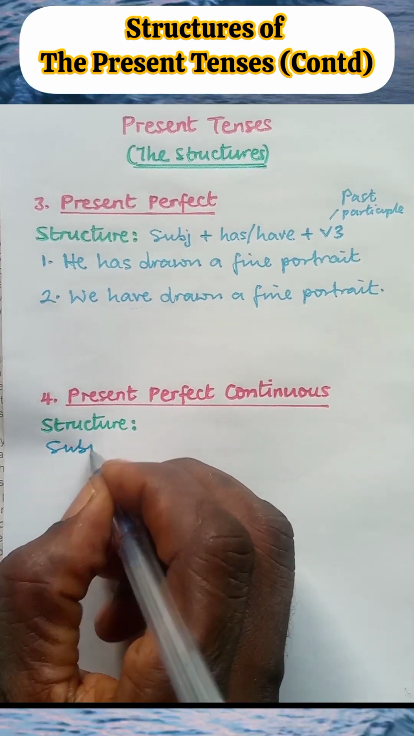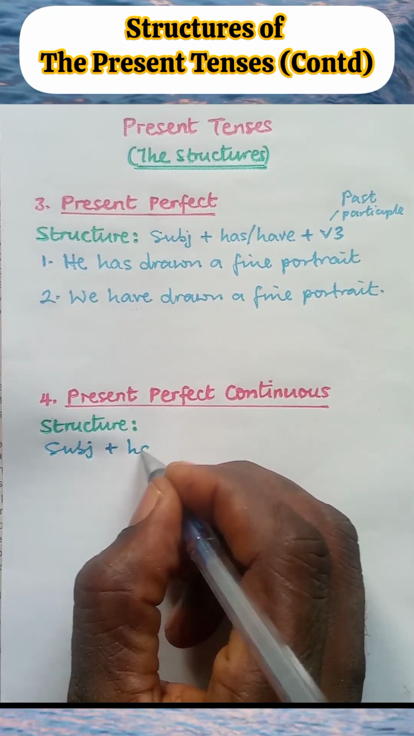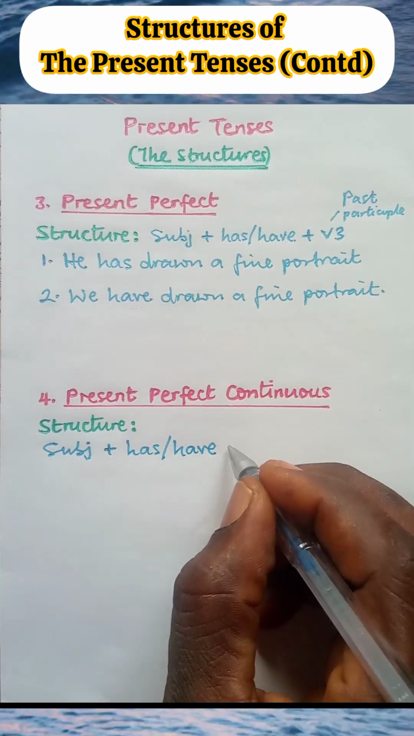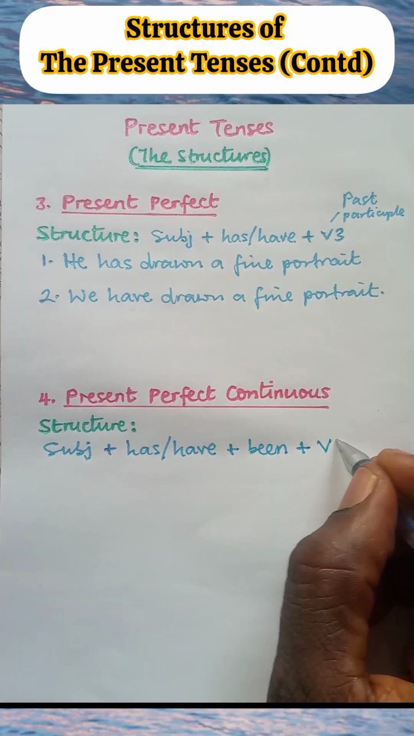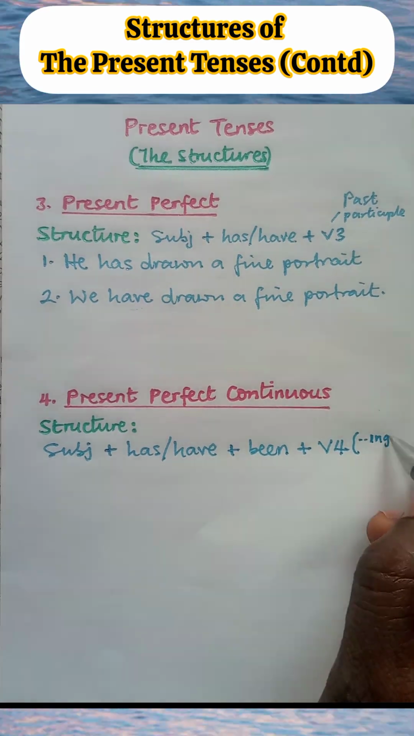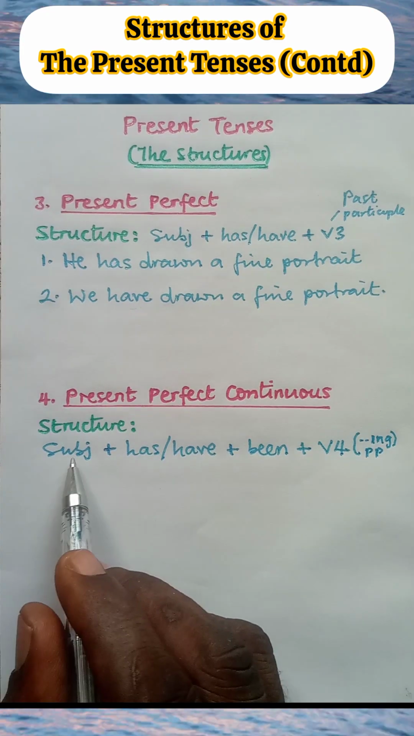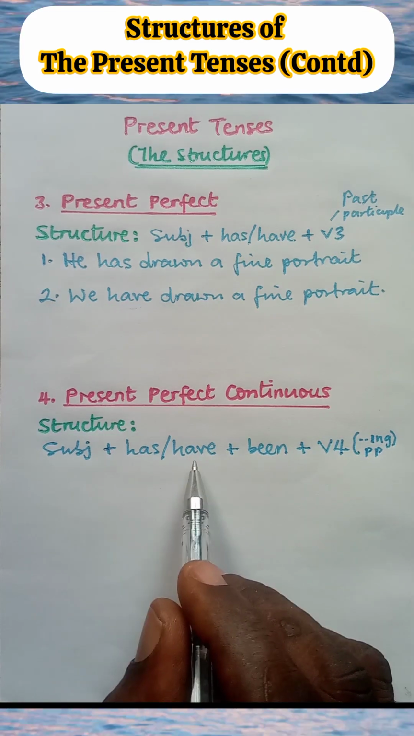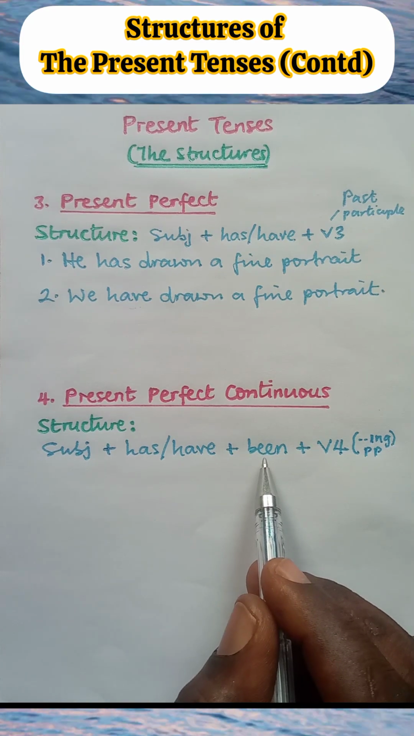Of course, we have the subject plus has or have, depending on the number of subjects, plus been, and then plus a verb 4. Remember, a verb 4 is a verb that ends with ing, also known as the present participle verbs. So the structure is subject plus has or have. Of course, we use anomalous here because after this position, the next verb is a past participle verb.